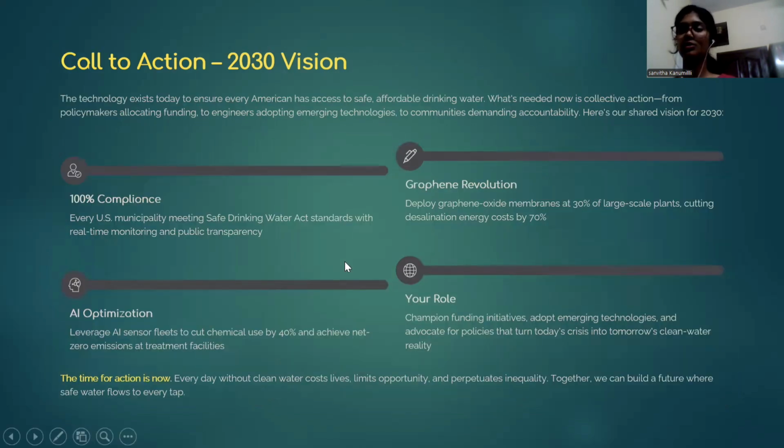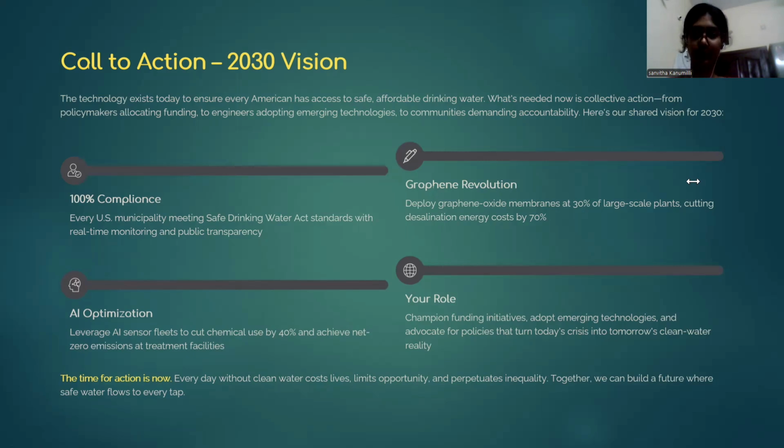So, call to action. According to the 2030 vision, the technology exists today to ensure every American has access to safe, affordable drinking water. So what's needed now is collective action, from policymakers allocating funding, to engineers adopting emerging technologies, to communities demanding accountability. So here's our shared vision of 2030.